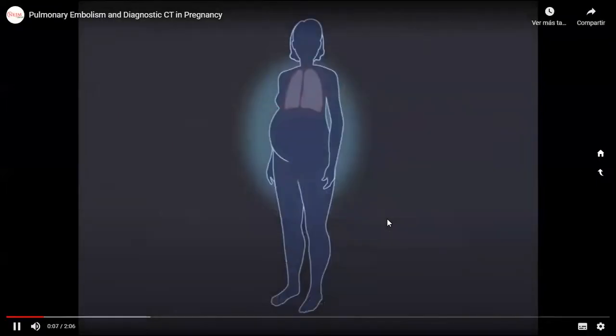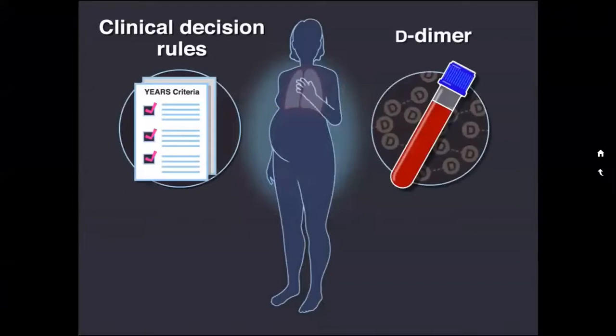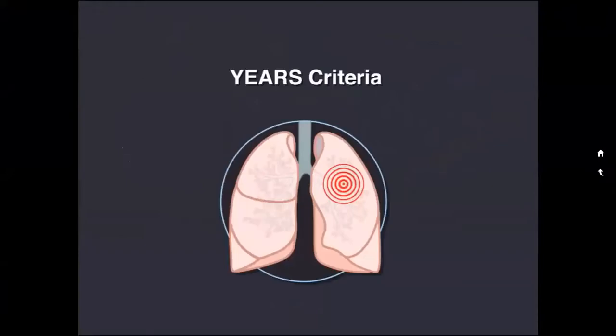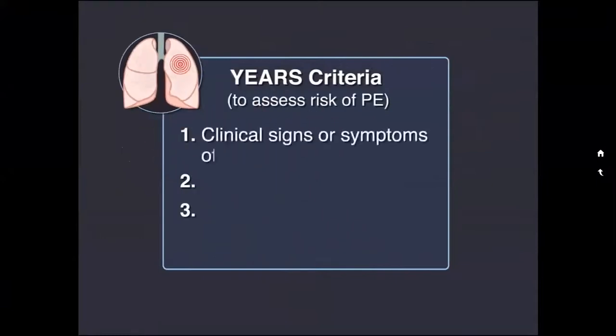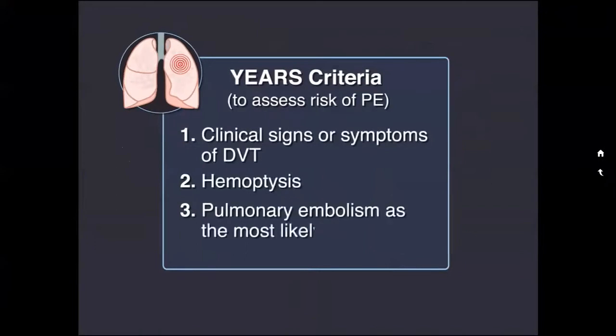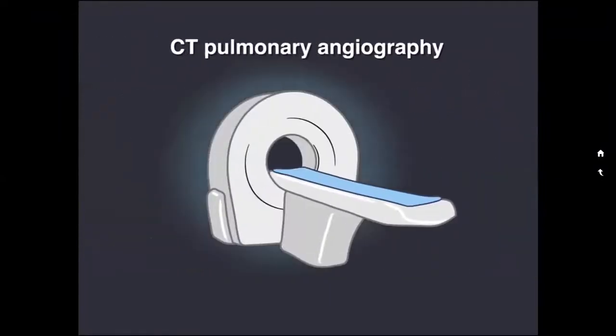Few studies have evaluated the use of clinical decision rules, or D-dimer, to diagnose pulmonary embolism in pregnancy. The YEARS criteria are used to evaluate suspected pulmonary embolism. They include three criteria to assess risk: clinical signs or symptoms of DVT, hemoptysis, and pulmonary embolism as the most likely diagnosis. On the basis of these criteria and their D-dimer result, patients may then undergo CT pulmonary angiography.